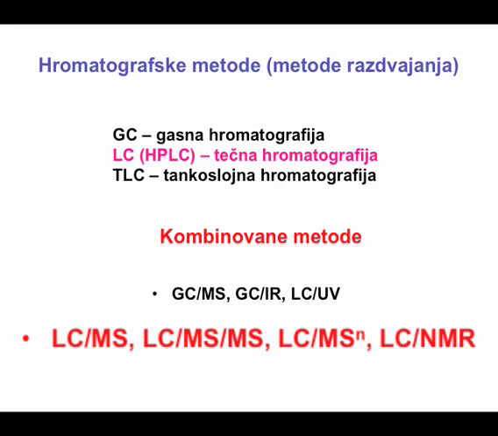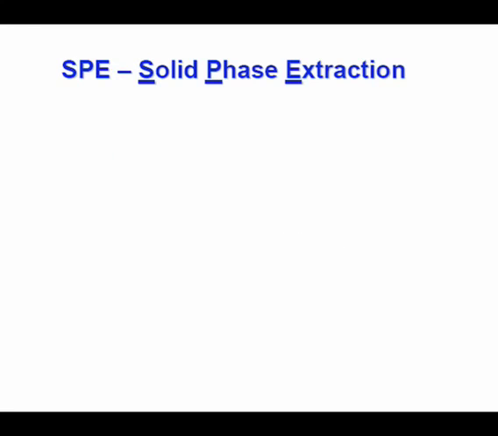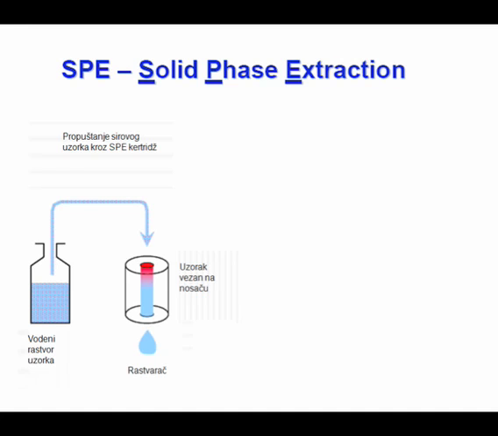Gas chromatography was initially used, but it requires thermostable and evaporable samples that are quite rare under such conditions, and we have to derivatize them, and this used to be used, but these days almost always we use liquid chromatography.